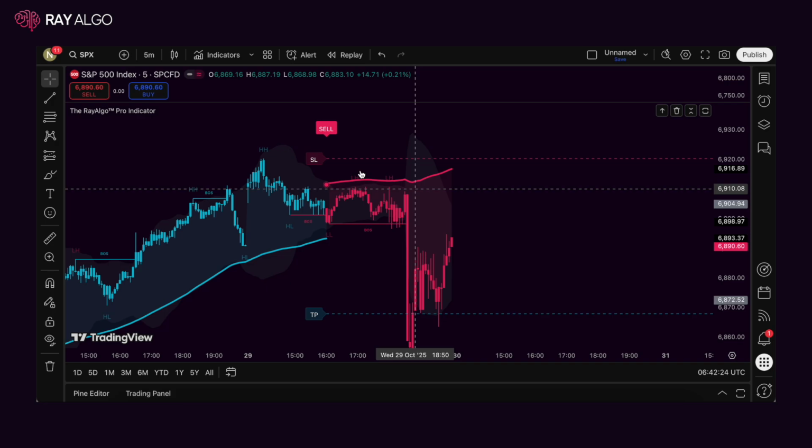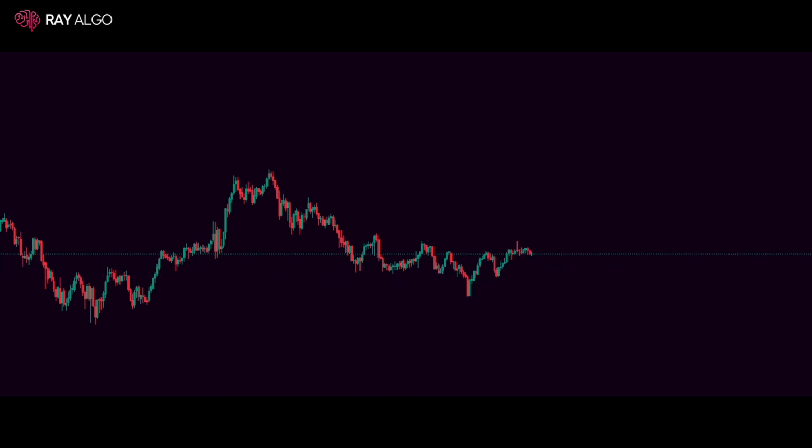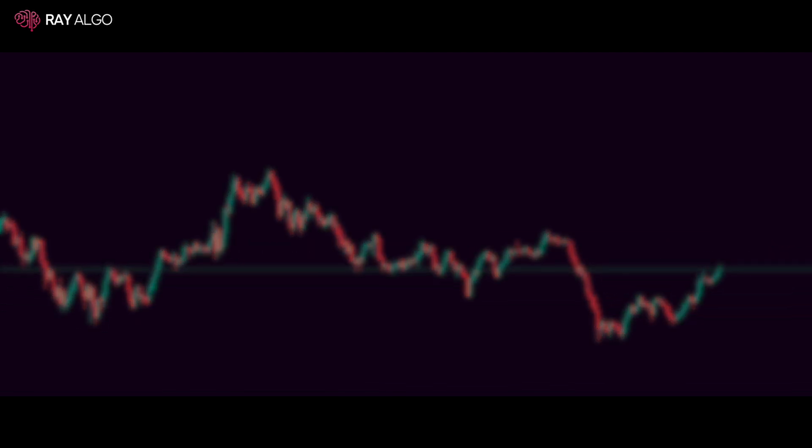Remember, customizing take profit and stop loss according to your strategy and risk tolerance ensures your trades are both consistent and disciplined. And that's it. RayAlgo works exactly the way you want, matching your trading style and preferences. Happy trading, and make sure to explore each feature to its fullest.